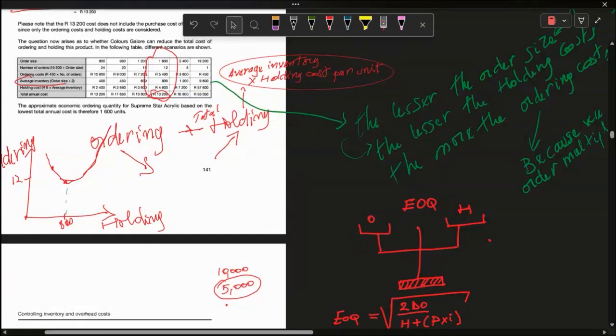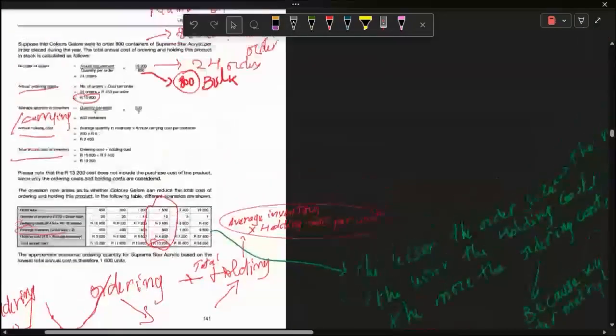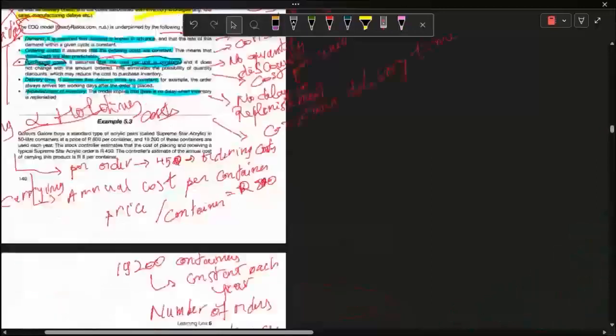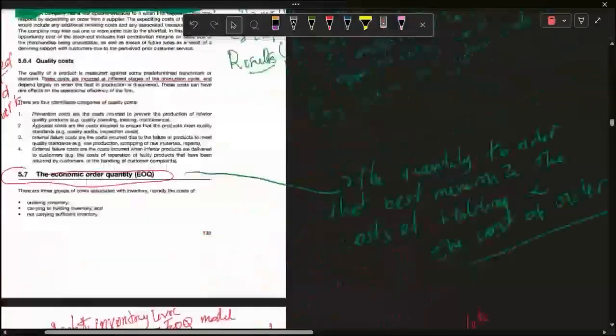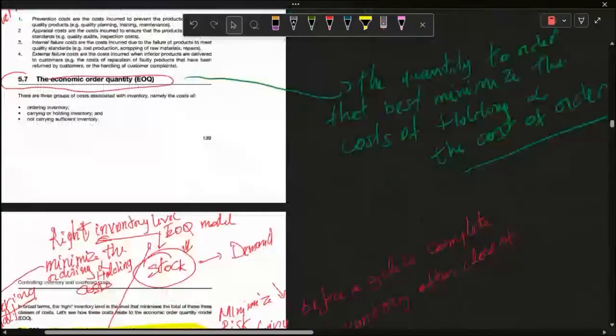It's the same thing as this one. You guys saw this economic ordering quantity. Did you see this? You might be like, oh no, there is a formula, we're just going to apply the formula. But guys, you need to read to understand what it's all about.